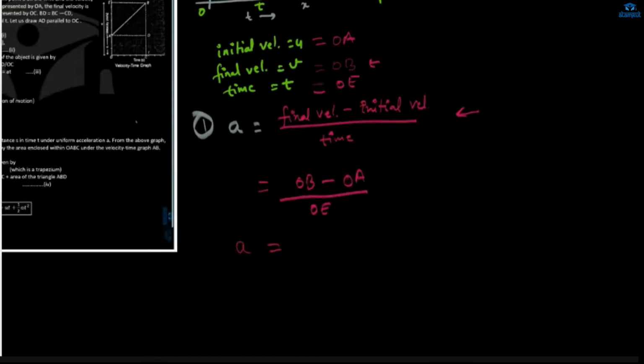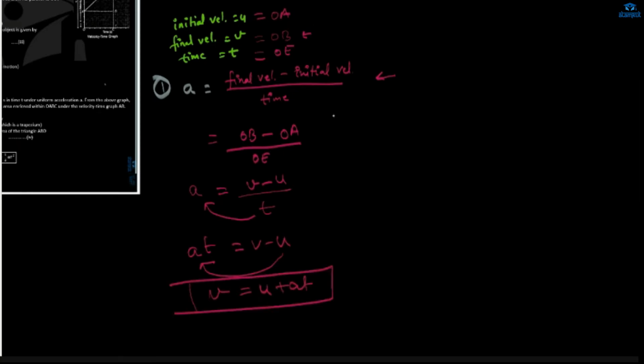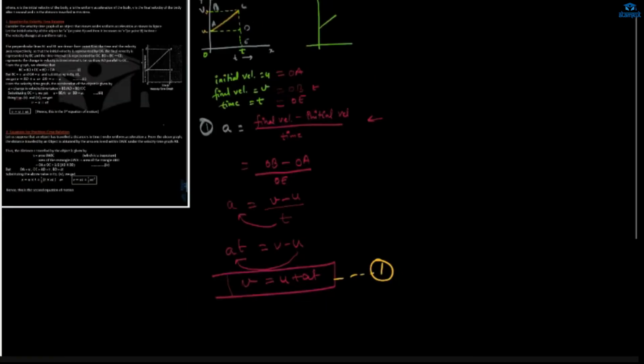Now we'll write the terms: a equals v minus u by t. Bringing this t to the left hand side, we get at is equal to v minus u. If we take this u to the left hand side, we get v is equal to u plus at. This is our first equation of motion.